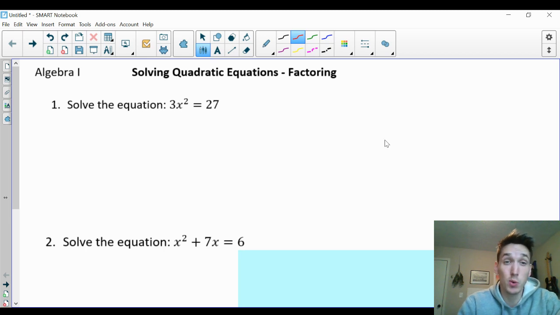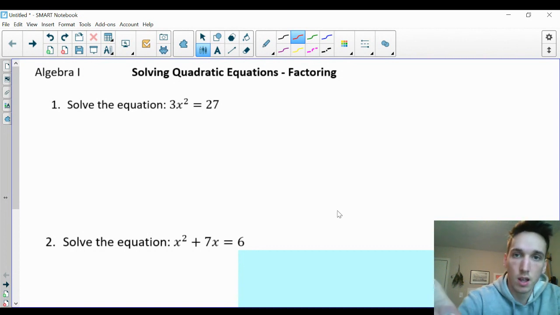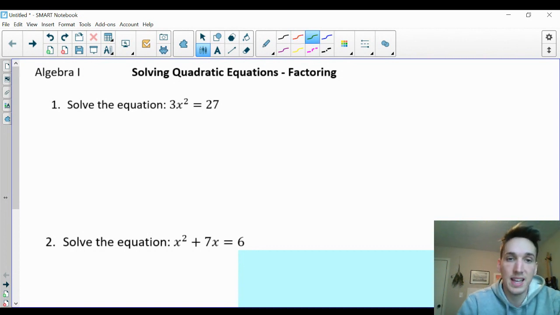Today we're going to continue on with solving quadratic equations, but we're going to learn a new method today that we're going to have to use in certain cases. And I'm going to start off by showing you the difference between what we learned yesterday and what we're learning today. So, yesterday we were solving by taking square roots. This first example is an example of one of those problems, right?